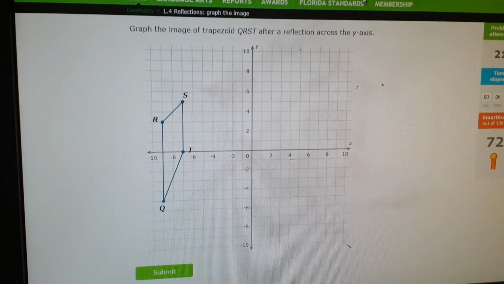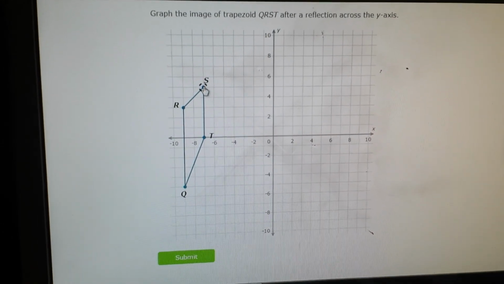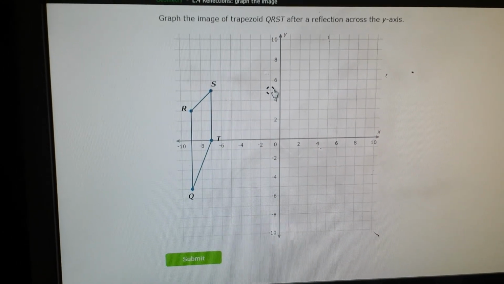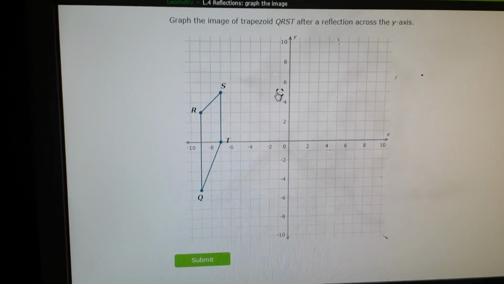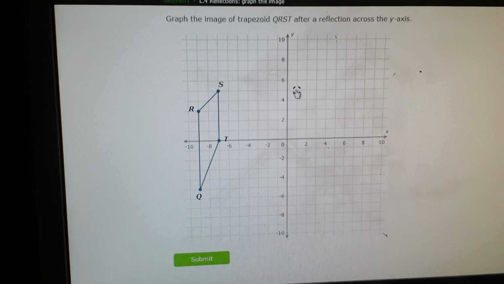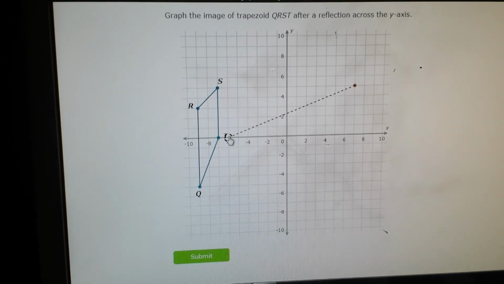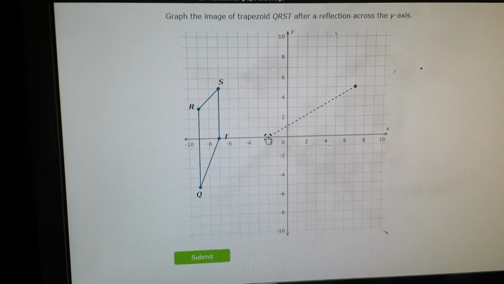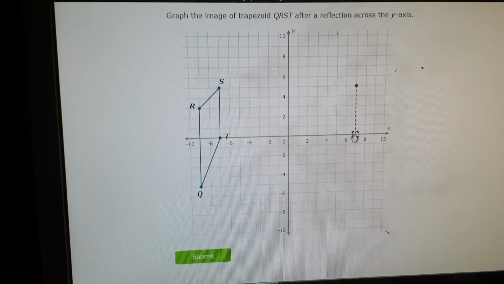Alright, so reflection across the y-axis, that's easy. The y-axis is already drawn for you. You go 1, 2, 3, 4, 5, 6, 7, 8. Oh, I'm sorry, 1, 2, 3, 4, 5, 6, 7. Then T, 1, 2, 3, 4, 5, 6, 7.